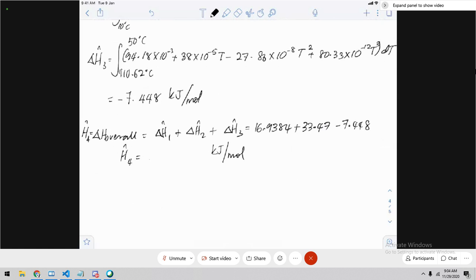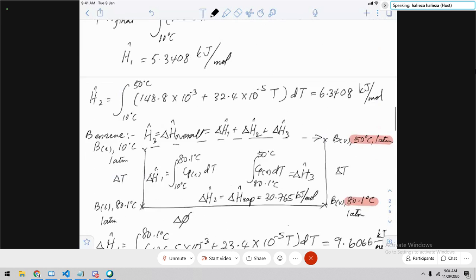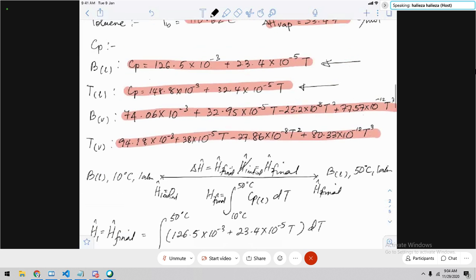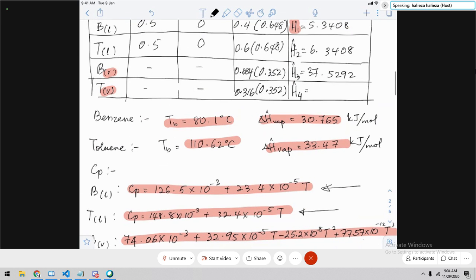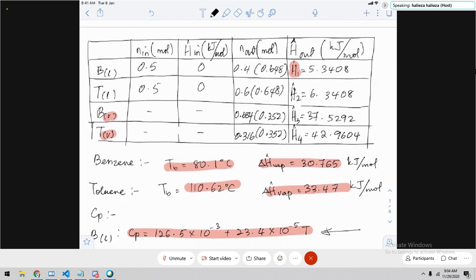42.96. Thank you. I extend it to 4 decimal places, so 42.9604. Fill it up in our table. 42.9604. So our table is already completed. We have managed to complete our table.